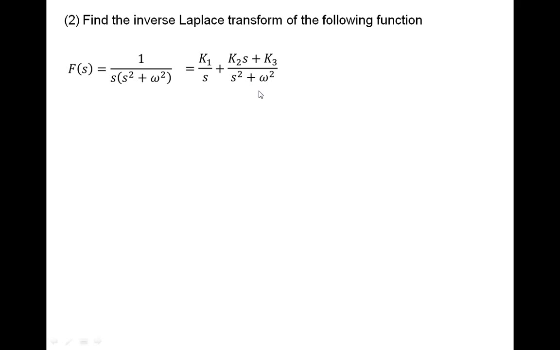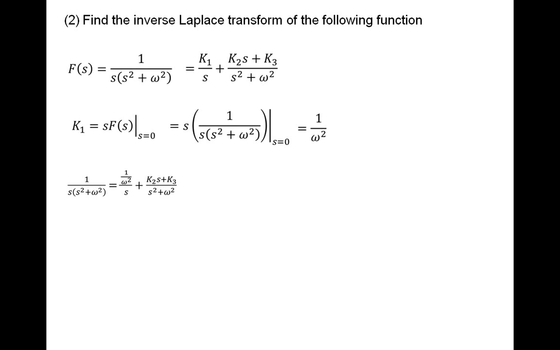So I will keep this fraction as a second order polynomial. To find the values k1, k2, and k3, I will use the partial fraction expansion approach. k1 can be easily found as s times F of s when s is equal to 0. So k1 will be equal to 1 over omega squared. For finding the k2 and k3 values, I use a classical approach.